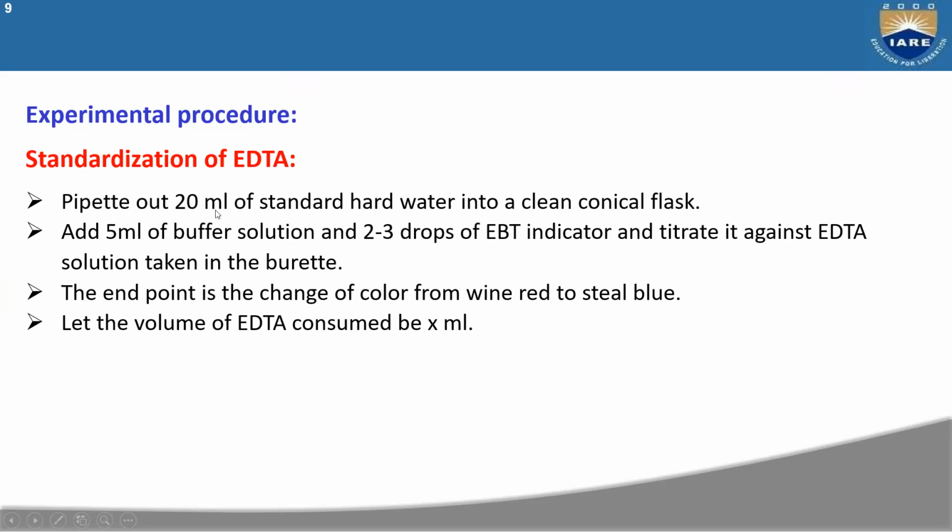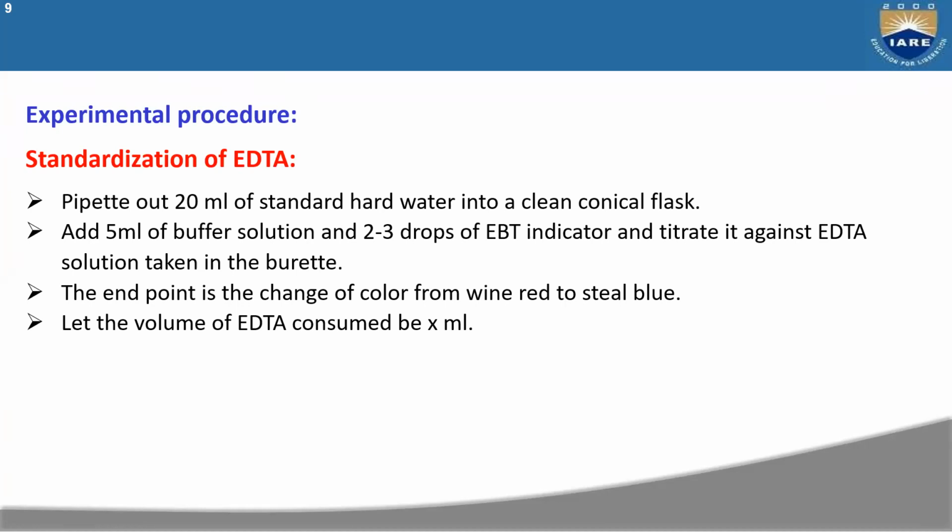Okay, what we take in the burette? In the burette we have to take EDTA solution. In the conical flask we have to take the hard water. Which chemicals, which contents are present in the conical flask? Hard water and 10 ml of buffer and EBT. Okay, hard water, EBT and buffer. These 3 solutions we have to take into the conical flask.